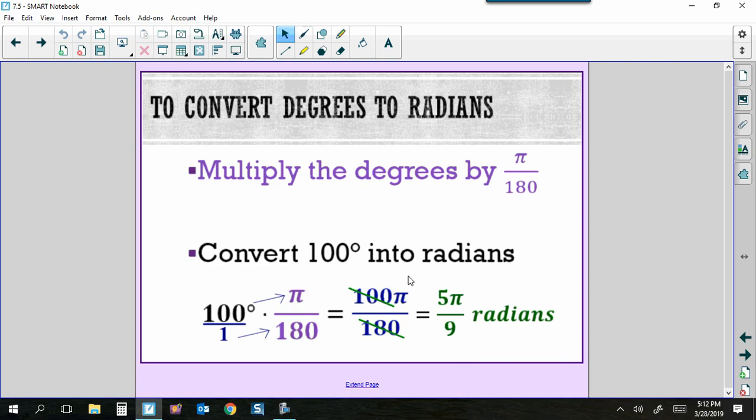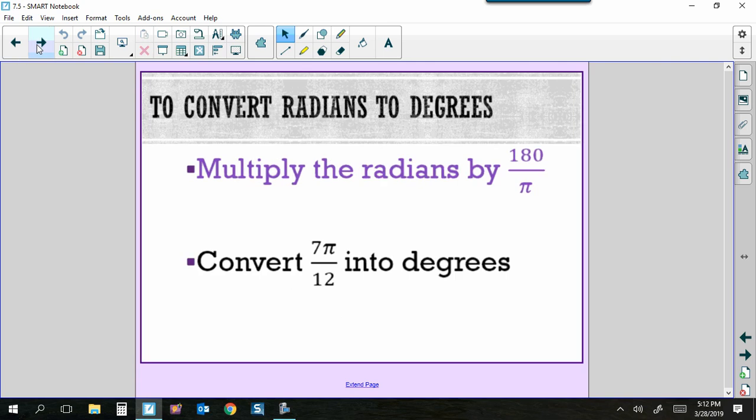Now, what if we want to go the other way? Well, how do you undo division? With multiplication. And how do you undo multiplication? You would divide. And how do you divide fractions? By multiplying by the reciprocal. So to go backwards, you would multiply by the reciprocal of what we just talked about. It's going to be 180 over pi.